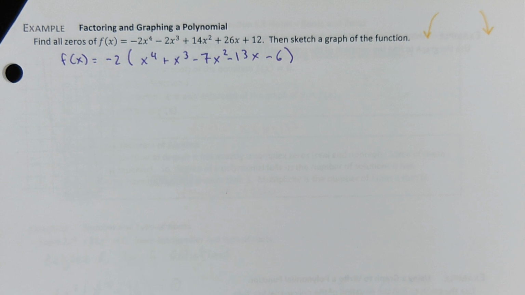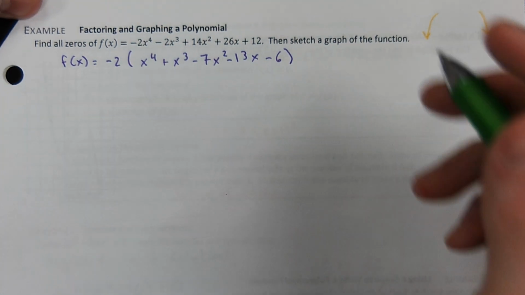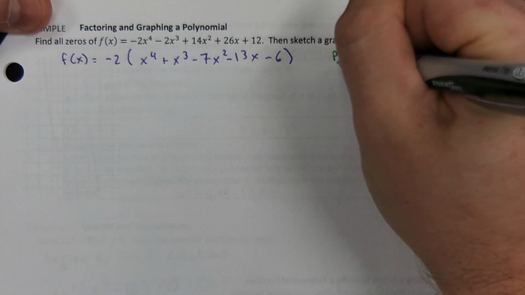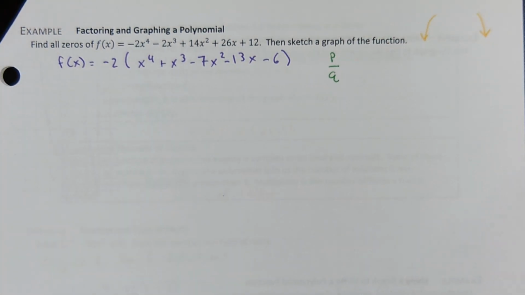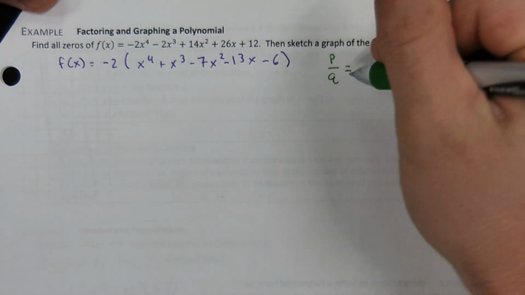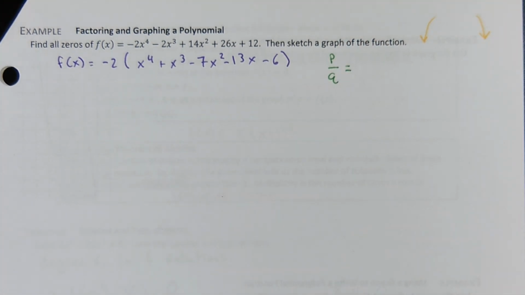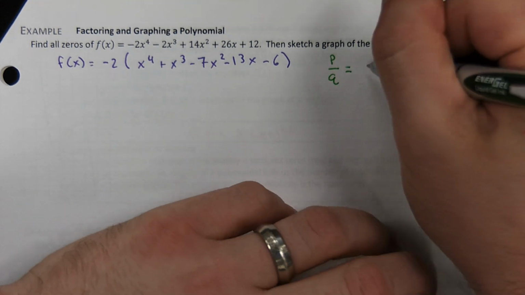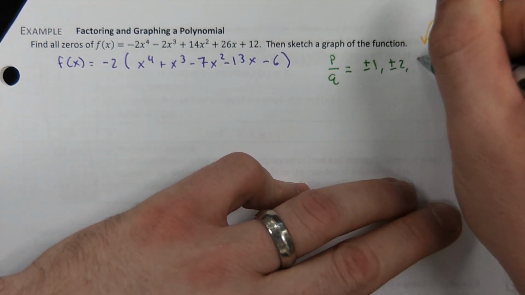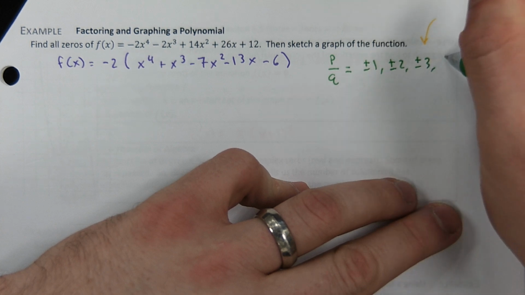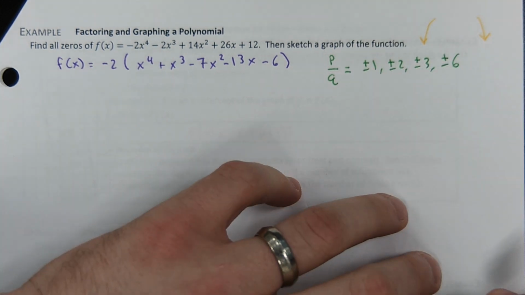So our P over Q is using the factors of 6 as P, and the factors of 1 as Q. Well, the factors of 1 is easy. That's just 1. We like when P over Q is over 1. Makes life easy, right? So the numbers we can divide 6 by: plus or minus 1, plus or minus 2, plus or minus 3, and plus or minus 6.